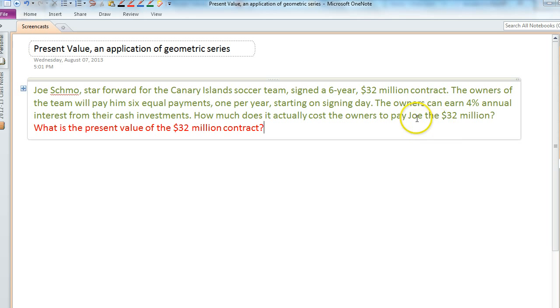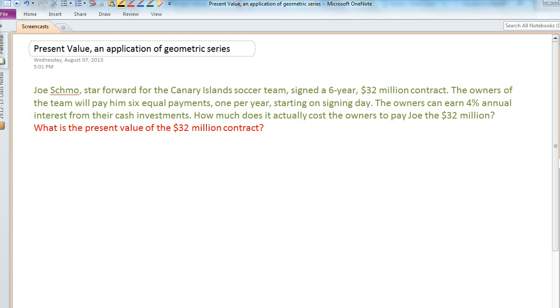Okay, so how do we go about doing this? The first thing we'll do is define some variables. Bear in mind, what we're saying here is you're going to go to the bank with a lump sum. You're going to invest it in the bank, and you're going to pay Joe out of that account. By the time all the payments have been made, there'll be $0 left in that account. So it's sort of like the pay Joe Schmo account.